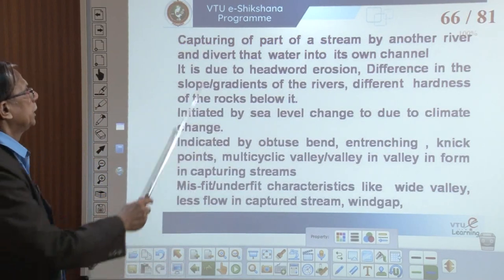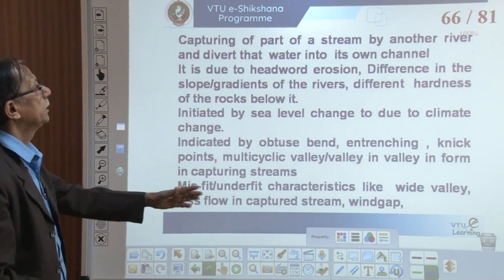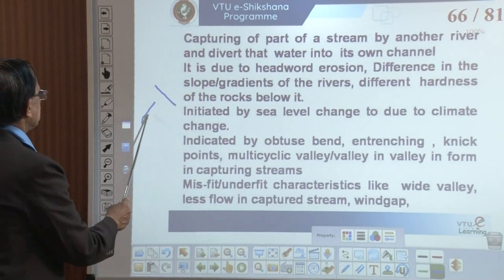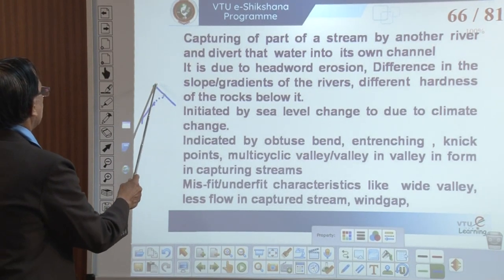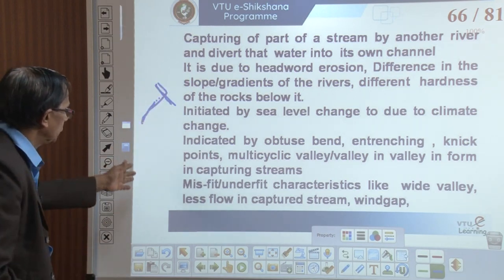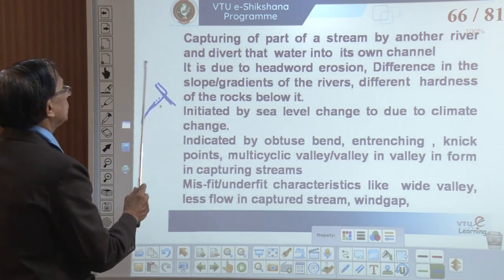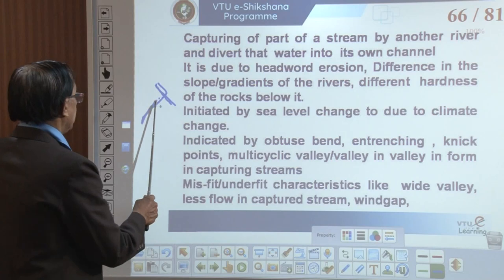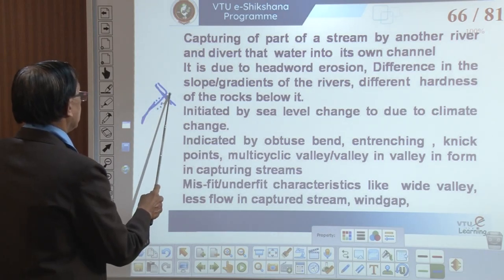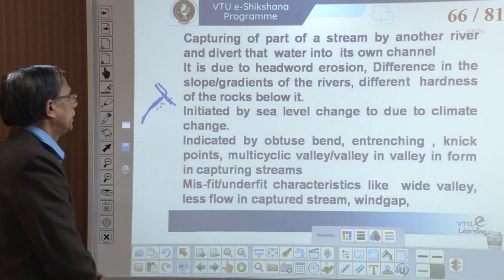Now, capturing is when part of a stream is taken by another river and that water is diverted. This is one river, this is another river. This river, by the process of headward erosion, captures, intercepts this river and diverts that part of the water to its own channel. This is because of a difference in the gradient and possible headward erosion. The underlying rocks below it are softer than this, therefore this can extend its valley faster headward.